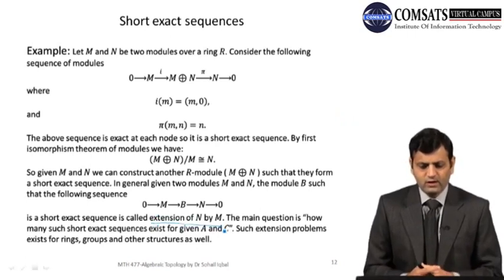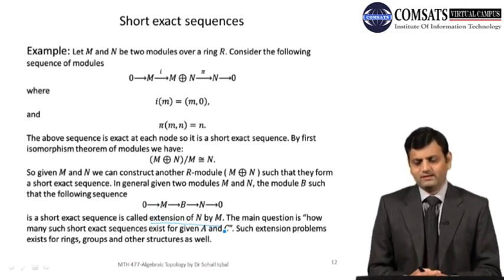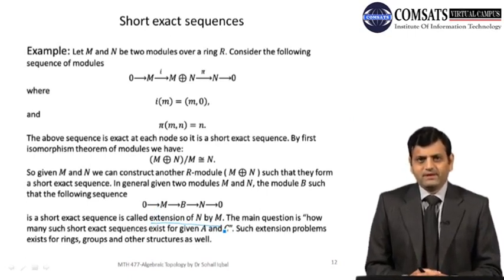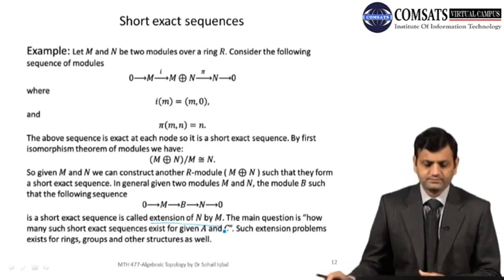The main question is how many such short exact sequences exist for given A and C. Such extension problems exist for rings, groups and other structures as well.